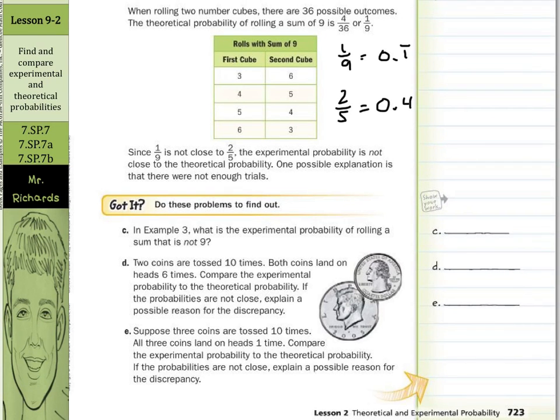In example 3, what is the experimental probability of rolling a sum that is not 9? Well, they rolled a sum of 9 8 times out of 20. What's left in example C here? Well, 12. 12 times it did not come up as a 9, so 12 out of 20 would be the probability of not rolling a 9. We can simplify that by dividing by 4 on top and bottom to 3/5. So for C, we can write 3/5.